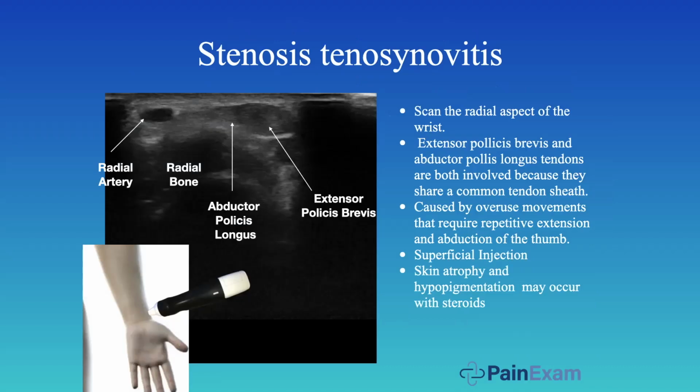Once again, here's an ultrasound view of De Quervain's, which is known as a tenosynovitis. You have the radial artery, radial bone, the abductor pollicis longus muscle, the extensor pollicis brevis muscle. You're scanning the radial aspect of the wrist. Extensor pollicis brevis and abductor pollicis longus tendons are both involved because they share a common tendon sheath. It can be caused by overuse movements that require repetitive extension or abduction of the thumb. It's a superficial injection, so the risk is skin atrophy, and hypopigmentation may also occur.